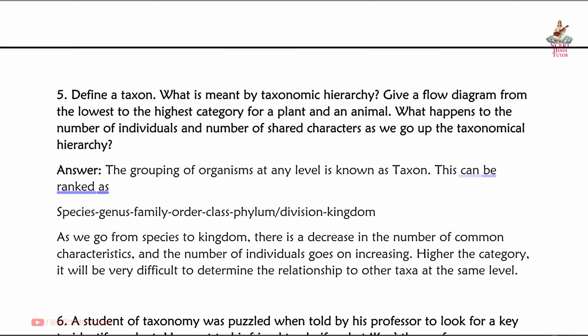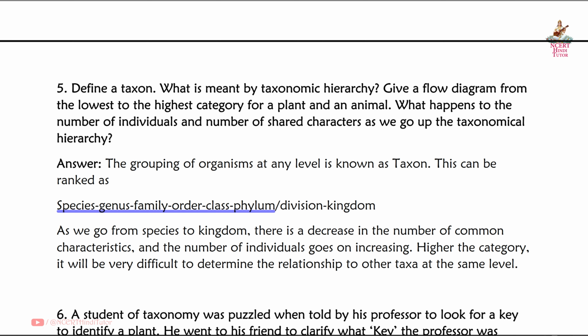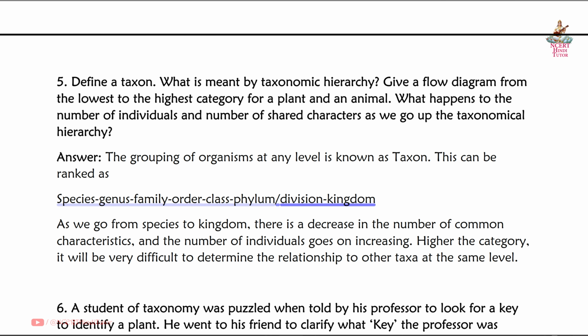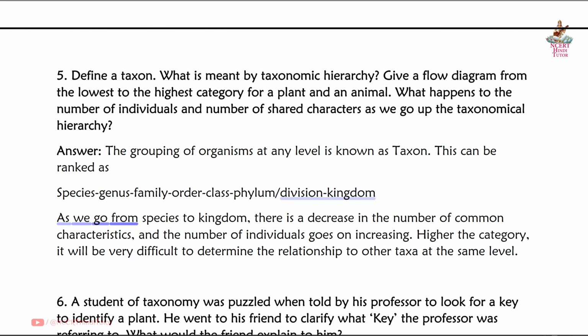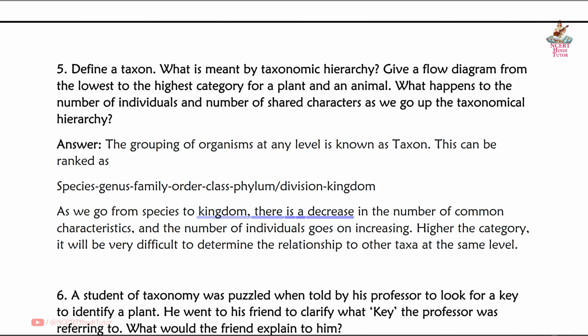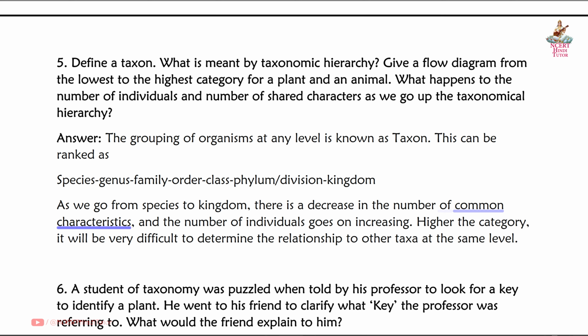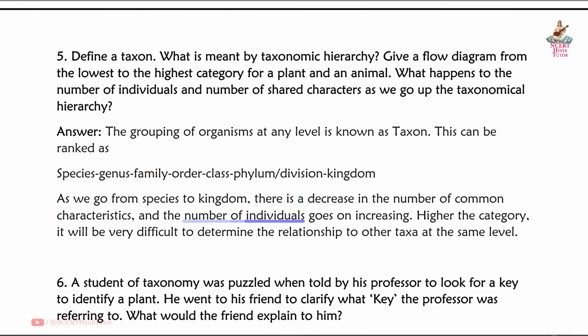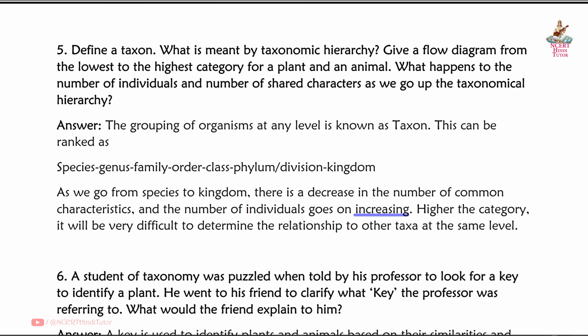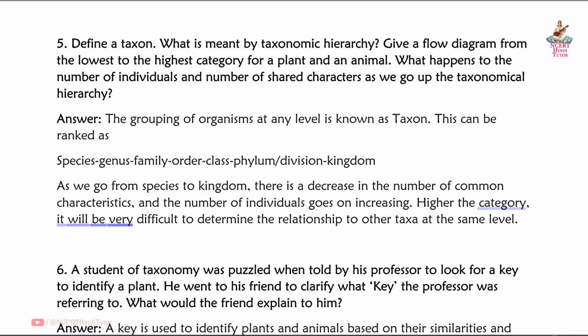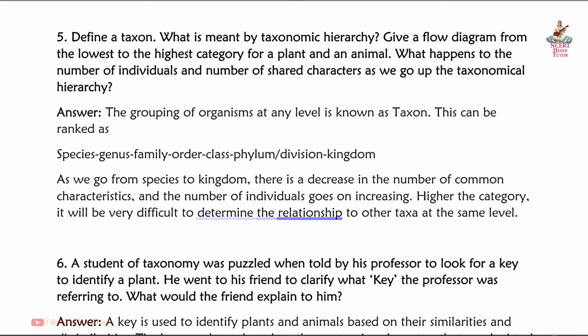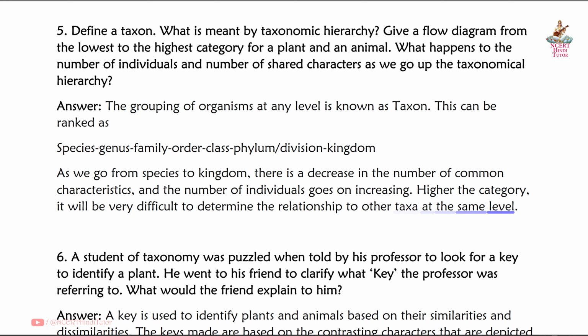This can be ranked as species, genus, family, order, class, phylum or division, kingdom. As we go from species to kingdom, there is a decrease in the number of common characteristics, and the number of individuals goes on increasing. Higher the category, it will be very difficult to determine the relationship to other taxa at the same level.